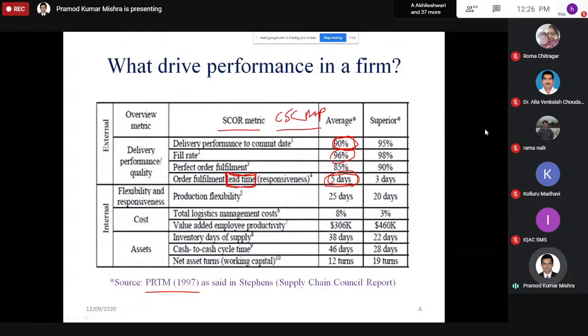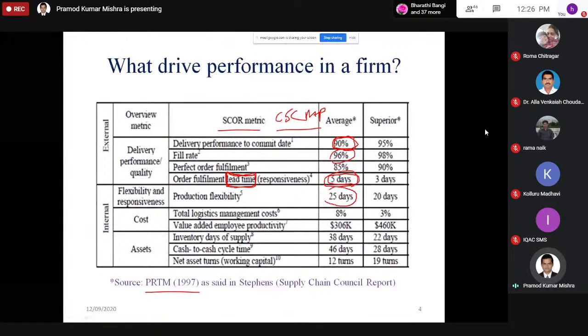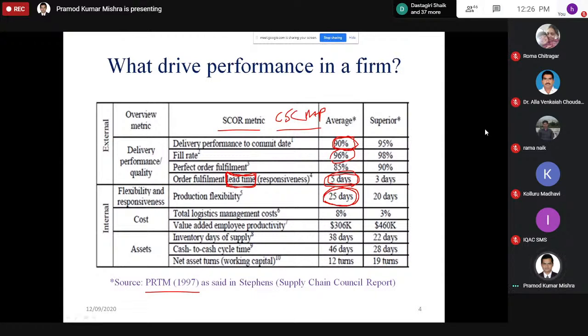Then you have the production flexibility. It is 25 days. If there is a sudden increase in the demand, or a sudden decrease in the demand, how much time do you take to react to the sale? Okay, how flexible you are. So this is very much related to the resilience, right?